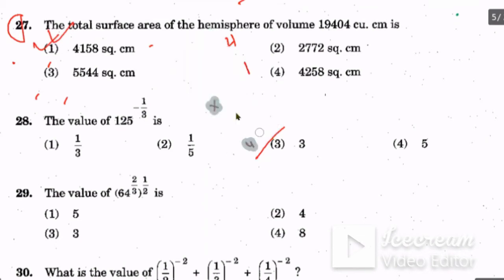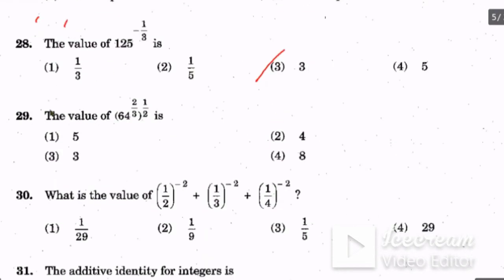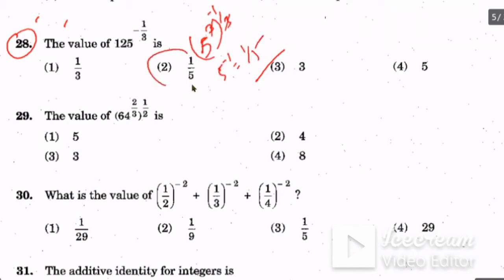Now you can see question number 28. In question number 28, this is a very easy question. Without any pen, you can solve it. So 125, you can write it as 5 to the power 3. And then again, you have power minus 1 by 3, so 3 will cut by 3. And then you have 5 to the power minus 1, that is equal to 1 upon 5. So the second one is your correct answer.